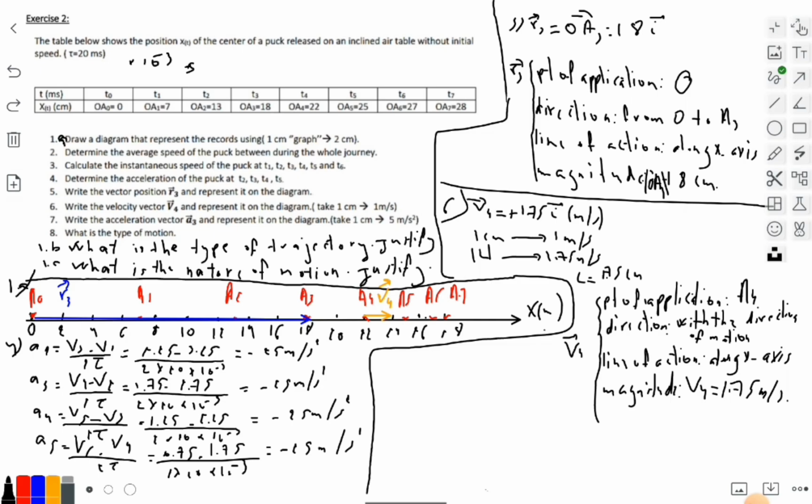Part 7. Write the acceleration vector A3 and represent it on the diagram. Take 1 centimeter corresponding to 5 meter per second square. We have A3 vector equal to minus 25 i vector in meter per second square, since A3 equals minus 25. So A3 is opposite to the x-axis as direction, so to the left.